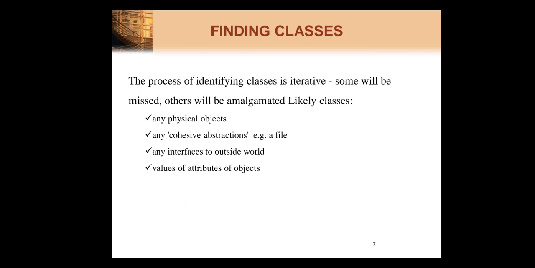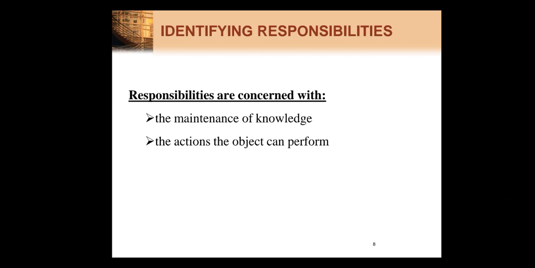Once you have identified the methods of the classes, then find which classes they collaborate with. The process of identifying classes is iterative. Some will be missed, others will be the likely classes. The classes may be any physical object, any cohesive abstraction like a file, or any interface to the outside world, or values of attributes of objects.